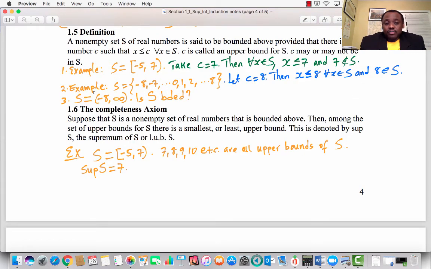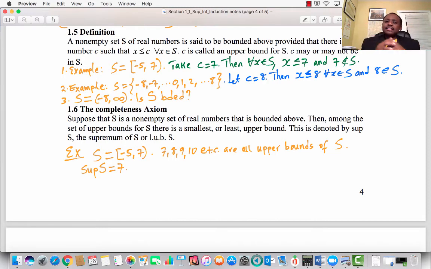Number 3, look at this set. S equals the set open at -8 and infinity. Is S bounded? Is it bounded above? Can you find an upper bound for S? Why not?